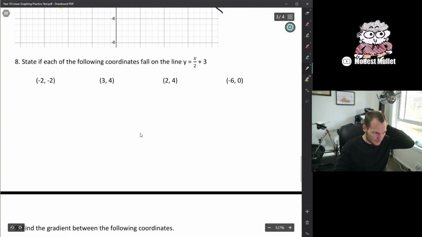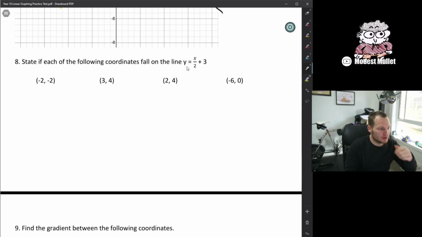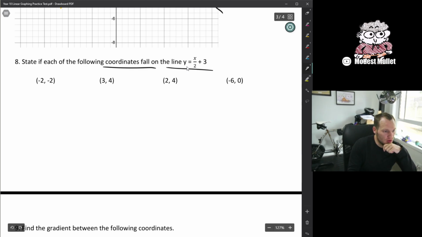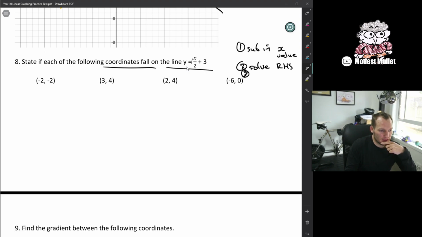Righto. Okay, question 8. State if each of the following coordinates fall on the line y equals x on 2 plus 3. So the way we check if coordinates fall on a line is step 1, sub in the x value, step 2, simplify the right hand side, I'll just put RHS means right hand side, so the bit where we sub in the x value, and then step 3, compare to the y value. And I'll show you what that looks like.